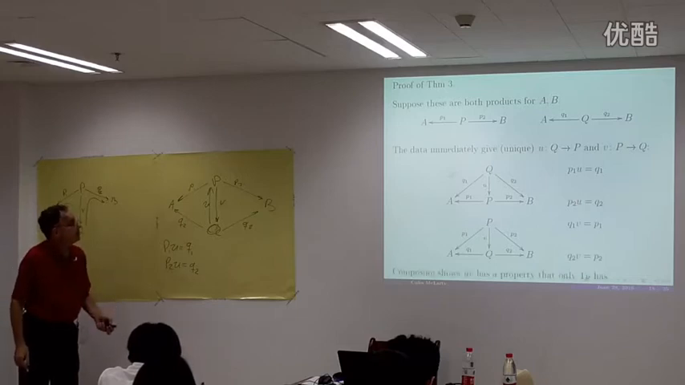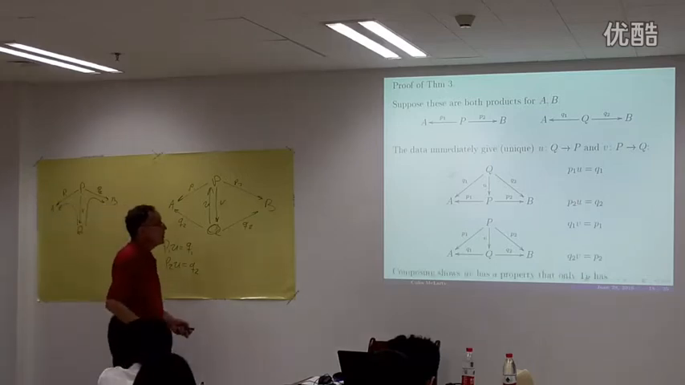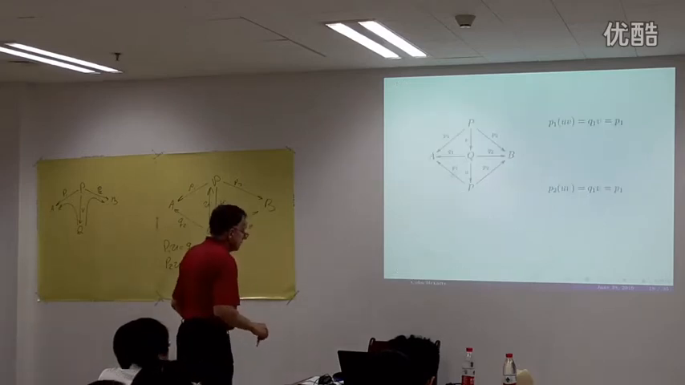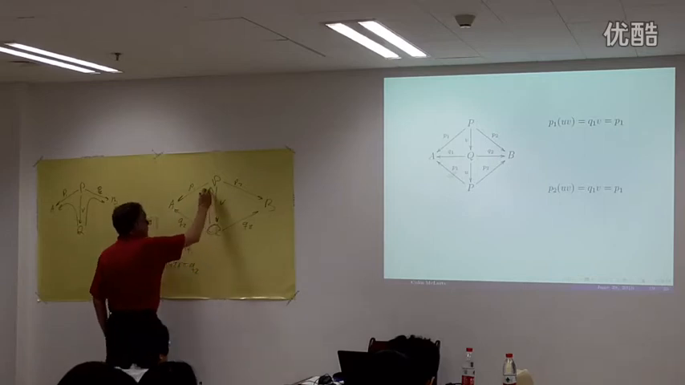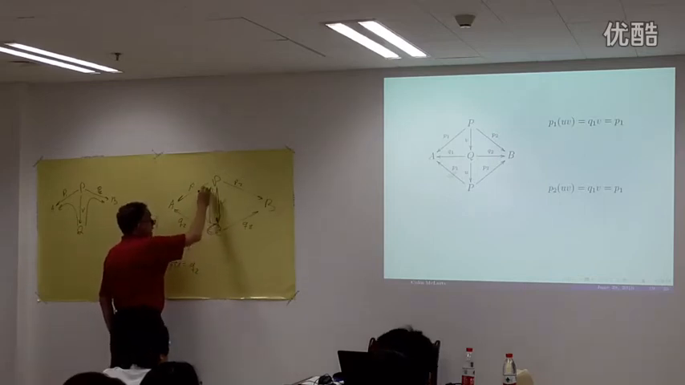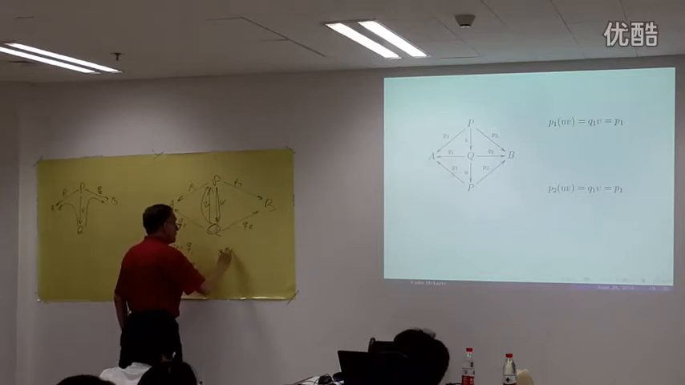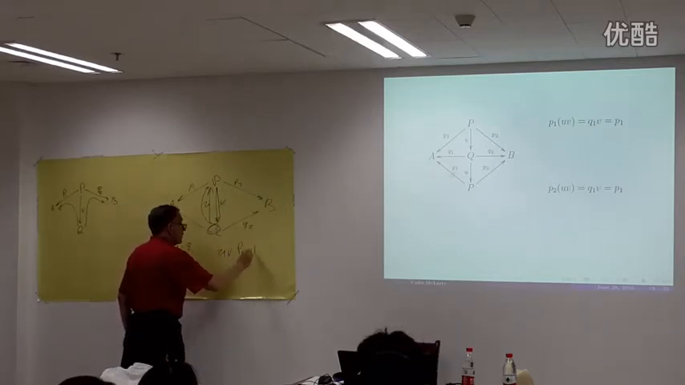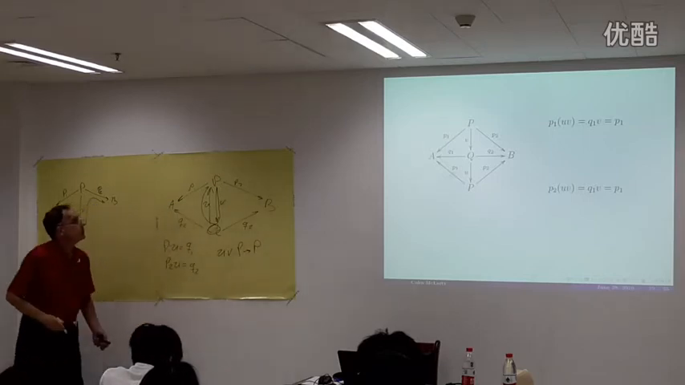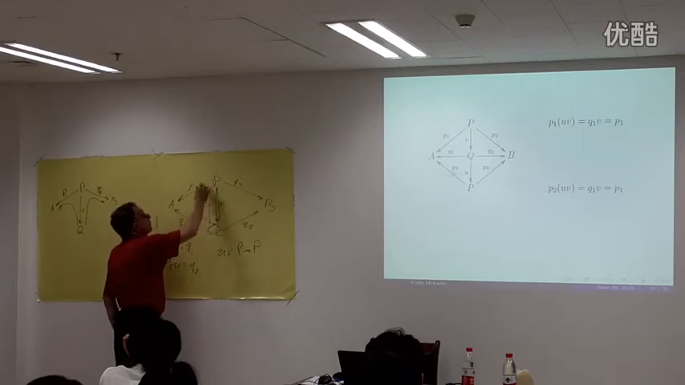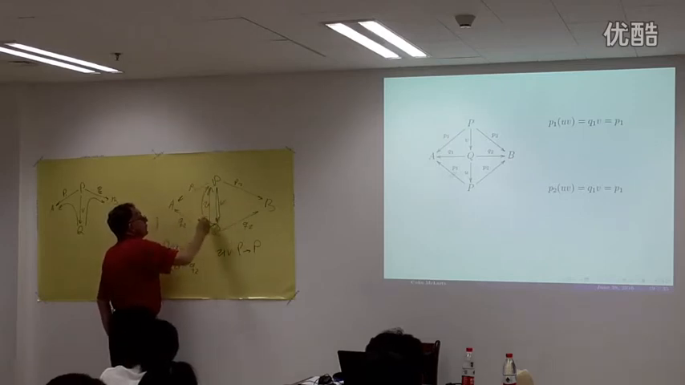Now, if we compose them in this order, that gives me a map, UV, from P to P, with the property that if I do this composite and then P1, well, that's the same as doing this part and then Q1, but doing this part and then Q1 was P1.